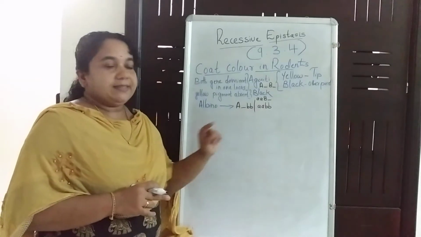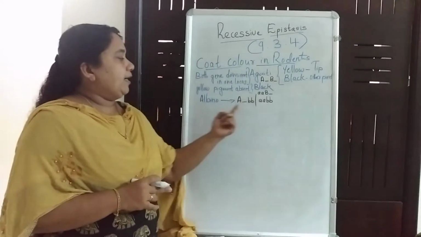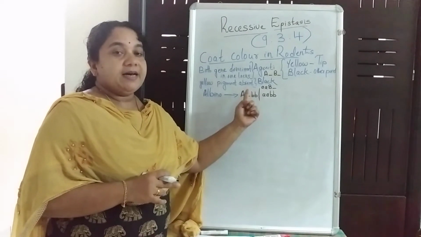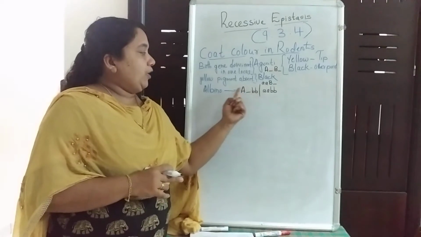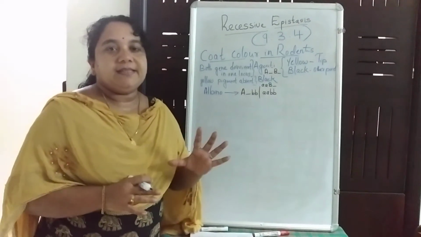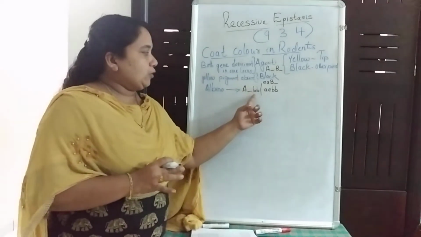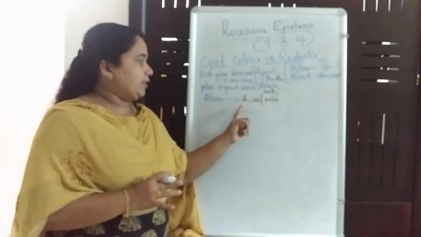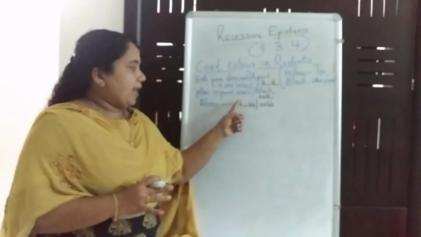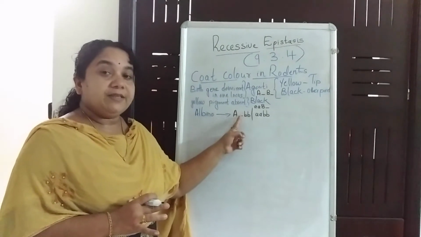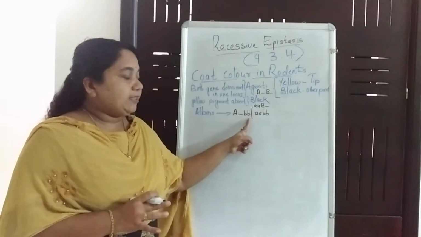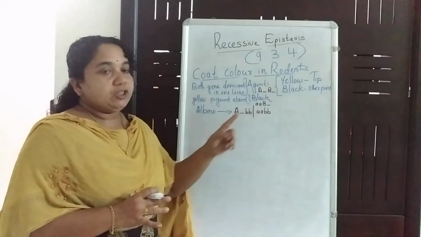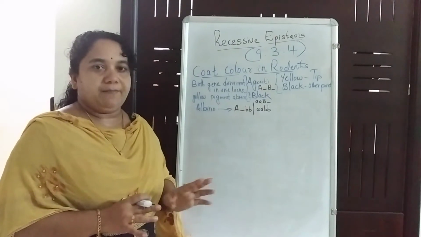Then in the albino case, if the B gene is in homozygous recessive condition, there will be no expression of agouti. The presence of this homozygous recessive gene has a role to control the expression of agouti. So whether it is capital A or small a, if small b is present, then it will be albino in color. Small b is always albino in color.